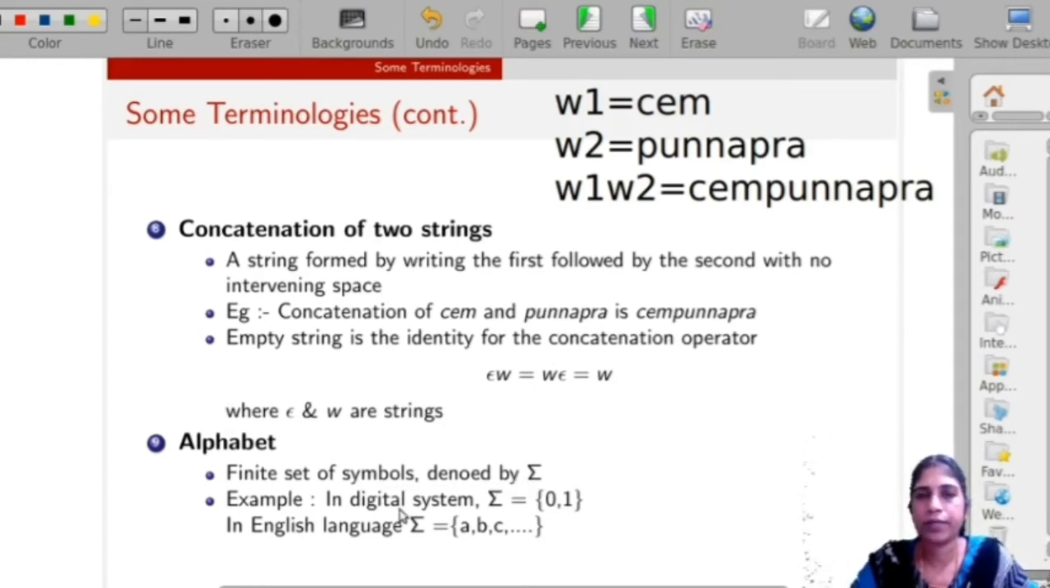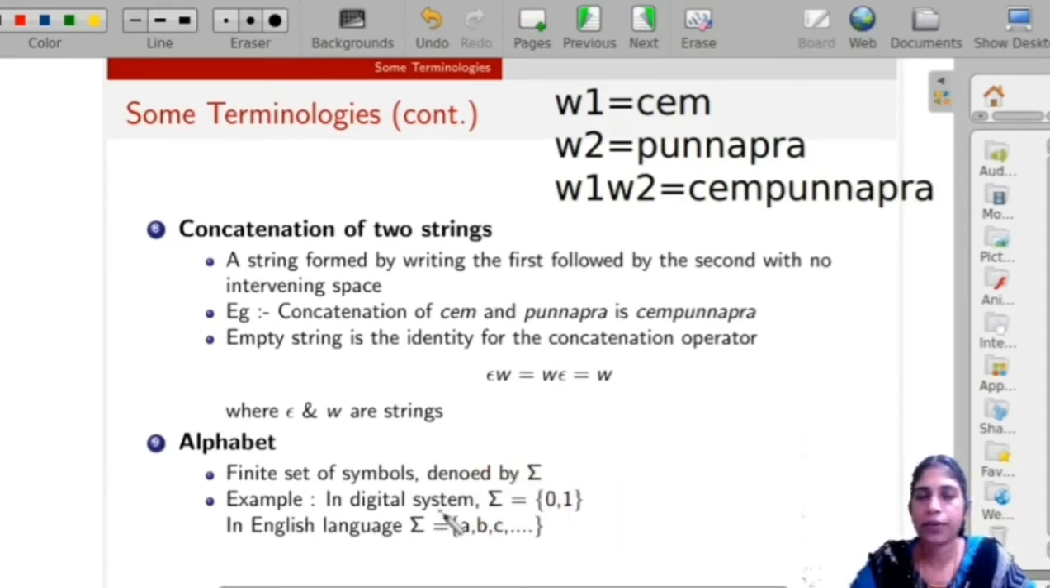For example, consider the digital system. In a digital system we take only 2 digits, that is 2 bits, 0 and 1. So sigma is equal to the set {0, 1}. It is finite, that's why we write it within a set. 0 and 1 are the bits. So a finite set of symbols is called an alphabet. So the alphabet of the digital system is the set {0, 1}.